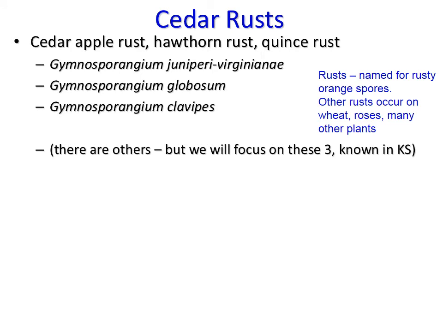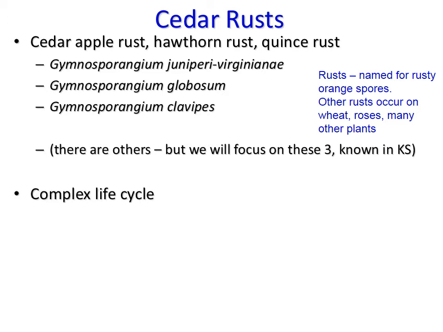Before I go on, I should say that broadly speaking, there are a lot of other rust diseases on different kinds of plants. And in general, rusts are named for their rusty orange spores that you'll see as we go through this presentation. And these other rusts occur on wheat and roses and a lot of different kinds of plants. But for now, for this presentation, we'll just focus on these Gymnosporangium cedar rusts.